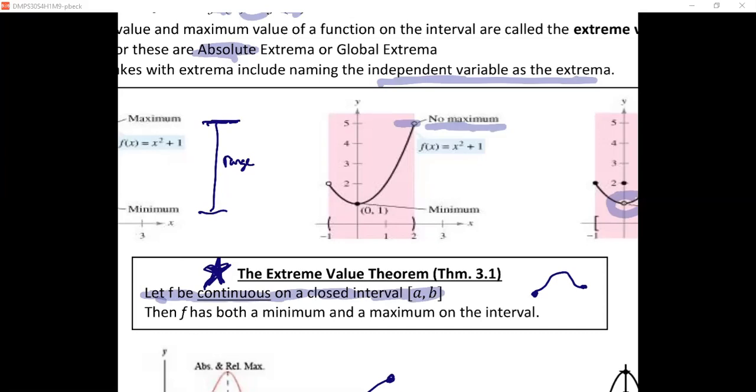Kind of common sense on one level, but it's nice to know what all the conditions are that are necessary for us to be guaranteed the extreme value theorem, or the extreme values. That's just continuity on a closed interval. A lot of functions that we worked with are continuous on those intervals, but anytime we want to use this, we do have to check: do we have continuity? And we've been doing that all year.